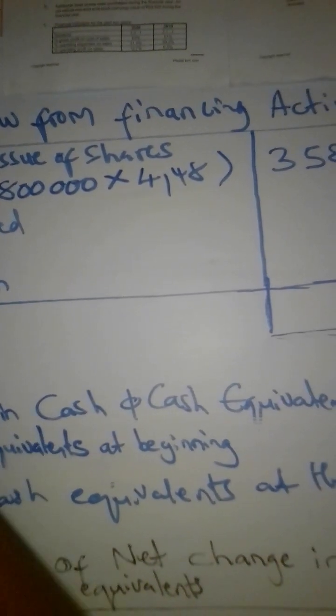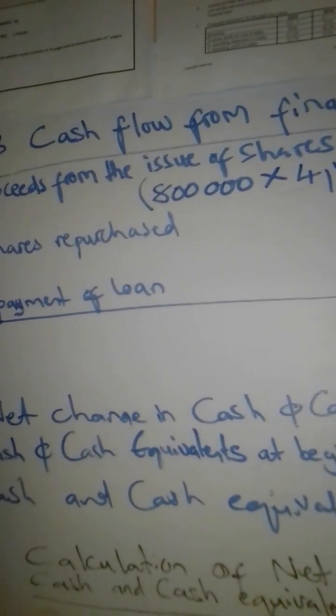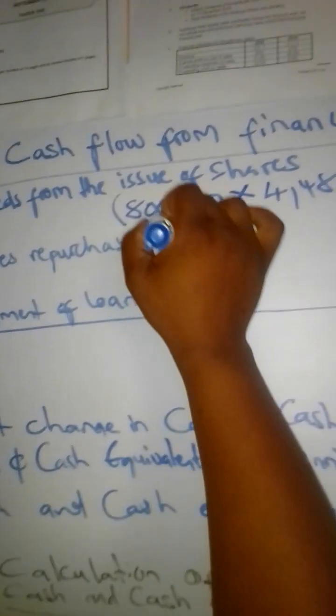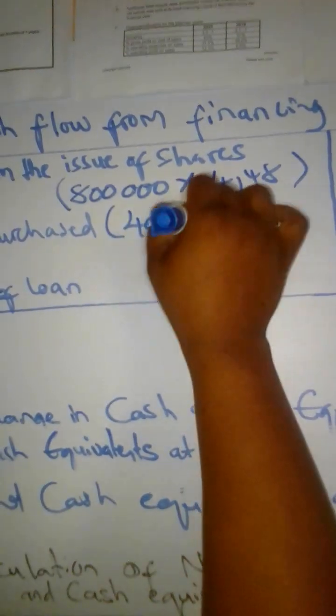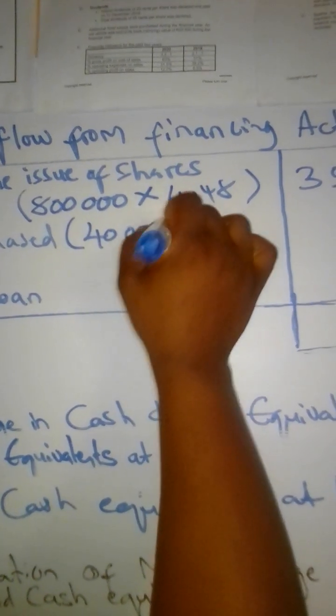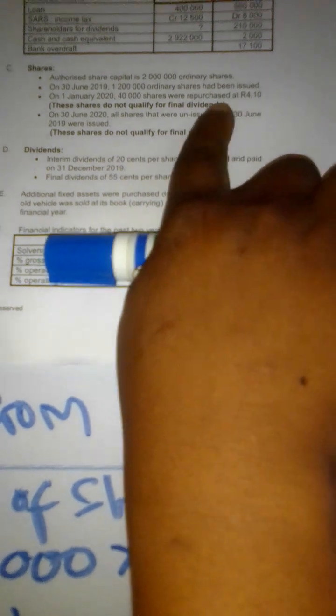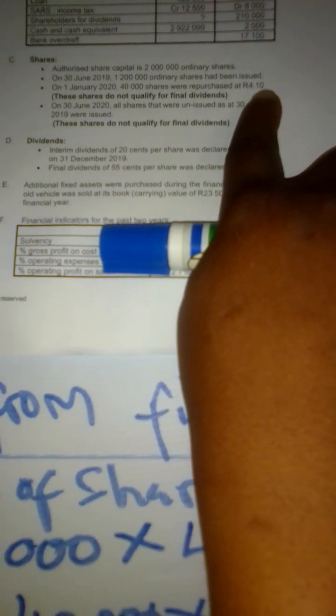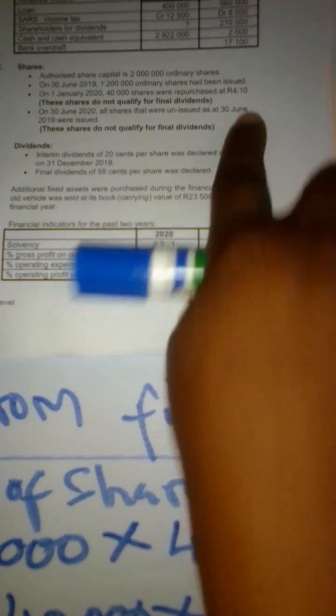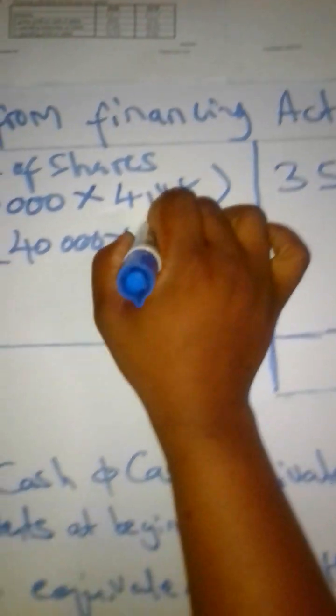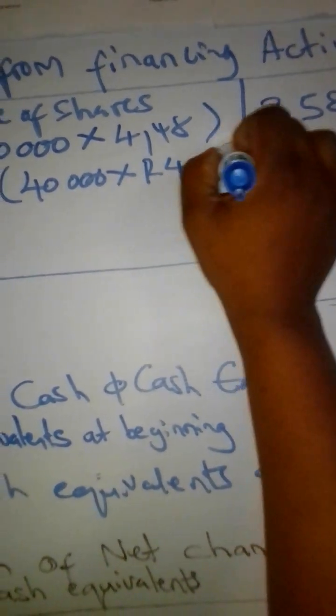All right, and then the shares that were repurchased, we also know from the note, there were 40,000 shares that were repurchased. And they were purchased at how much? Let's go back to the information that we are given. On the 1st of January 2020, 40,000 shares were repurchased at 410. So when we are doing the cash flow statement, we take the bank amount, the money that was actually spent. It was 410, so we use 410 on this part.